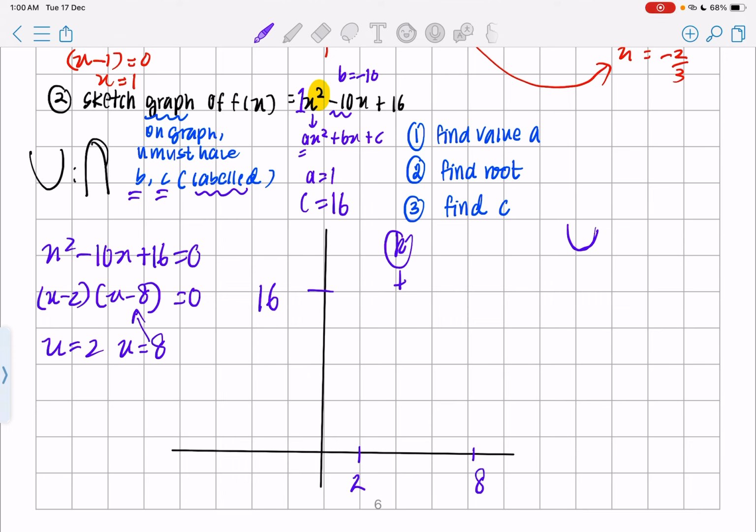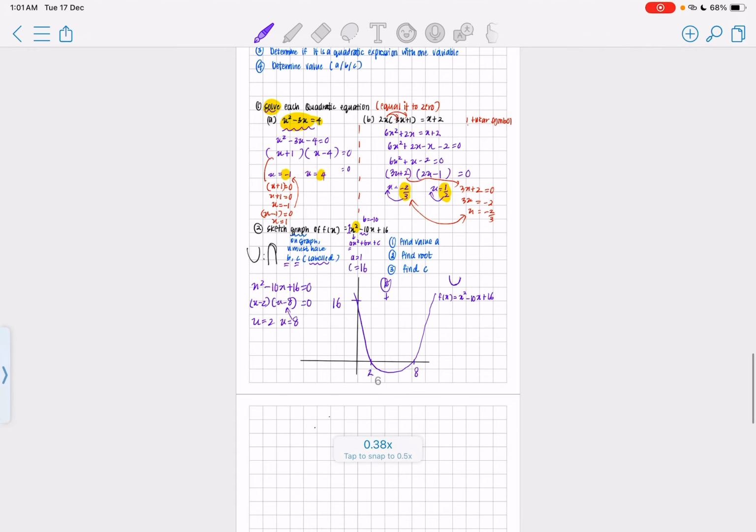touch. Okay, so kat sini ada smiley. So, from atas ni, you gerakkan daripada C je. Daripada C value. And then, you're done. And, kita label lagi satu. Kat tepi ni, fx equal to x square minus 10x plus 16. And then you done and you got full marks.